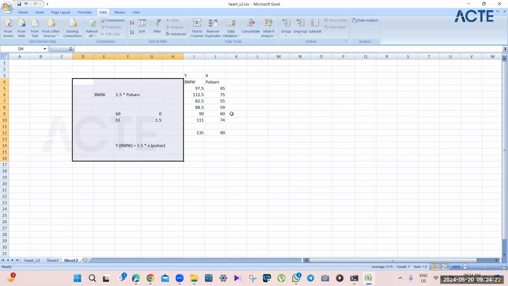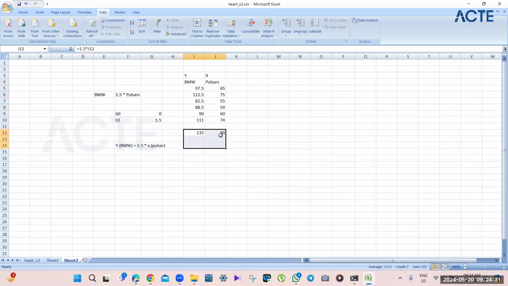So once I have that equation in place, next, for any value, I can deduce anything. Let's say tomorrow, if the speed of Pulsar is 190, the speed of BMW will be 285.